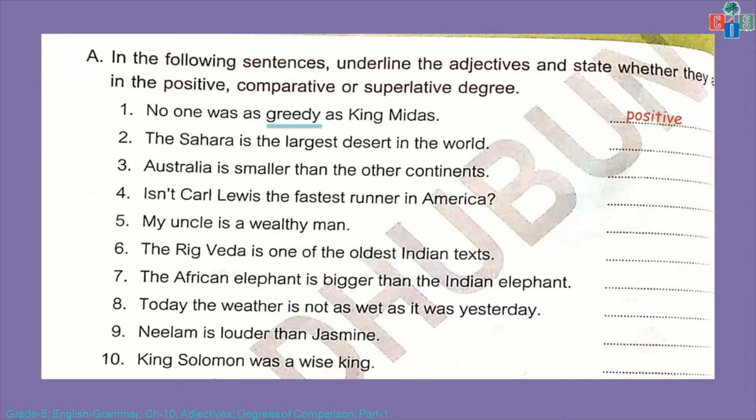Okay. Now the second one, the Sahara is the largest desert in the world. Here you can see the est suffix with this word large, right? The est suffix. The Sahara is the largest desert in the world, and the est suffix means which degree of comparison? Superlative. The Sahara is the largest desert in the world, superlative degree of comparison.